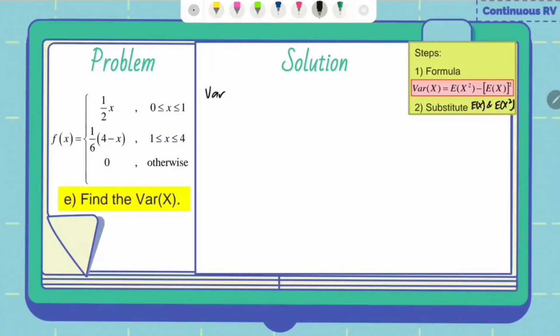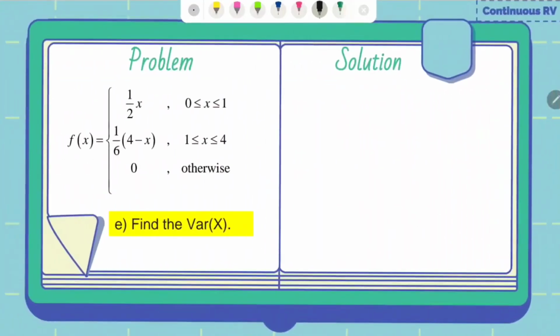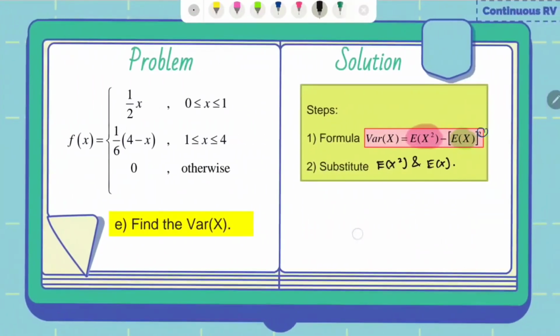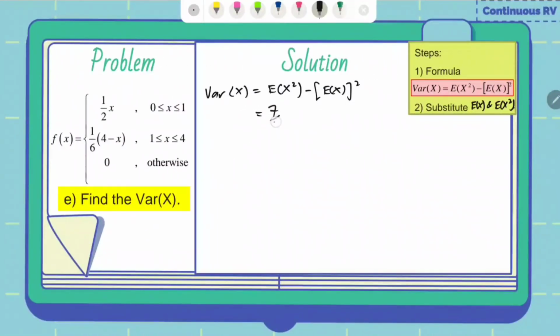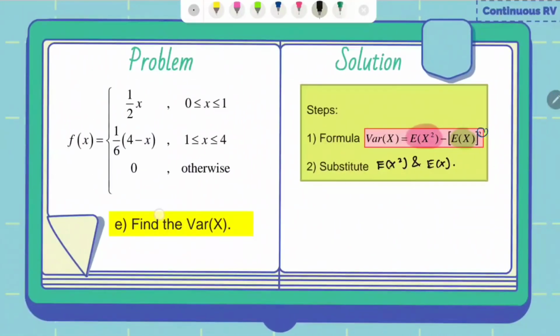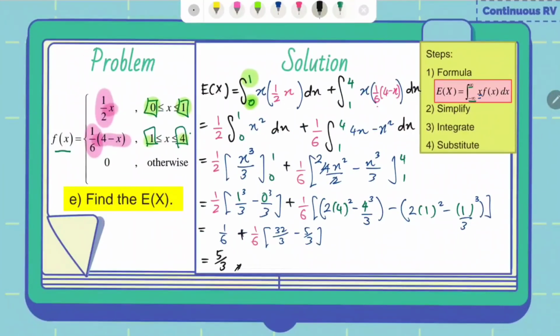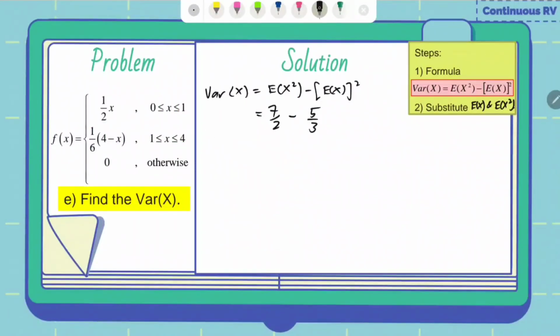Write down the formula and then substitute the values. We have found E of x squared from before, which is equal to 7 over 2. Substitute that value inside here. Next, we also have found our E of x. The answer for E of x is 5 over 3. But don't forget, this 5 over 3 needs to be squared because the formula is E of x being squared. And then just press your calculator to find the value. And the answer is 13 over 18.